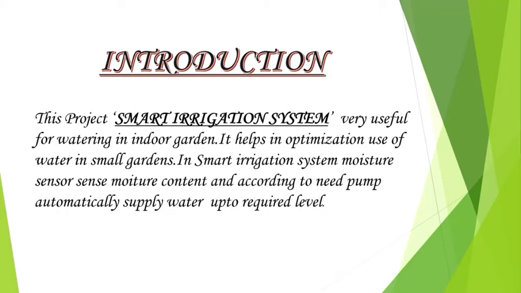Now, introduction. This project, smart irrigation system, is very useful for watering in an indoor garden. It helps in optimizing the use of water in small gardens. In a smart irrigation system, the moisture sensor senses the moisture content and, according to need, the pump automatically supplies water up to the required level.